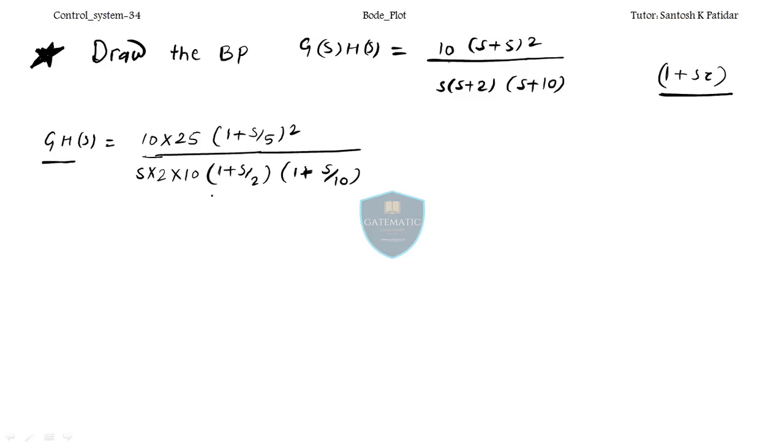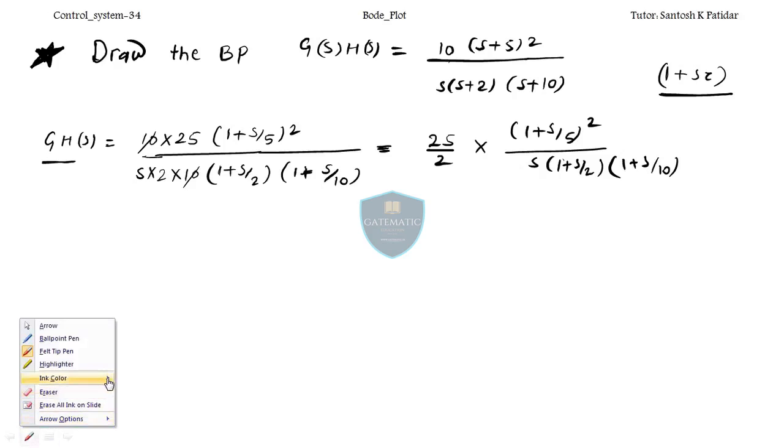Now see, you are going to start. Let me resolve this constant. This 10 will cancel with this. Over here 25 by 2 you are getting. Correct? So this is 25 by 2. Now your transfer function is 25 by 2 times 1 plus s by 5 whole square, over s times 1 plus s by 2 times 1 plus s by 10. Okay.